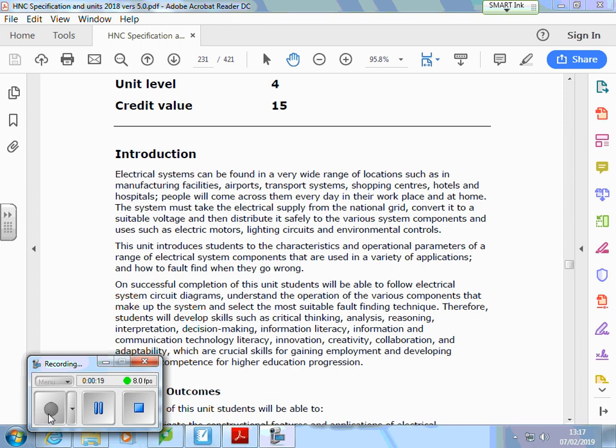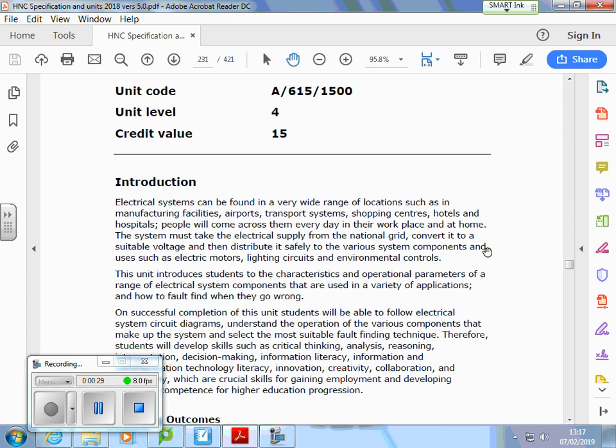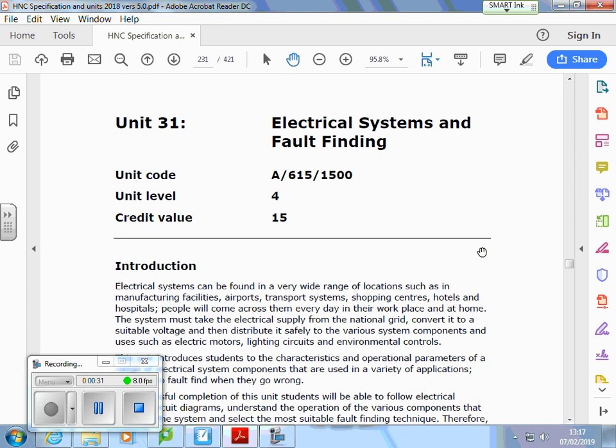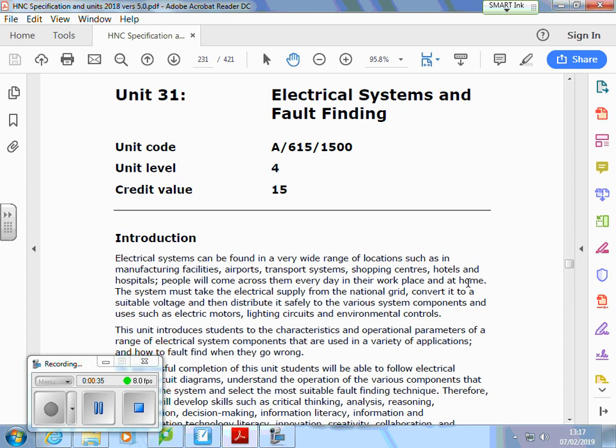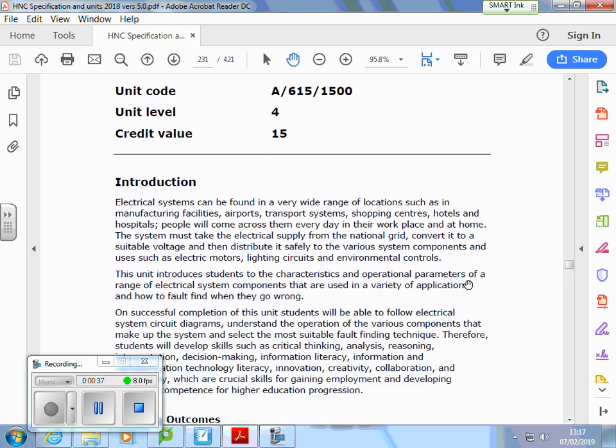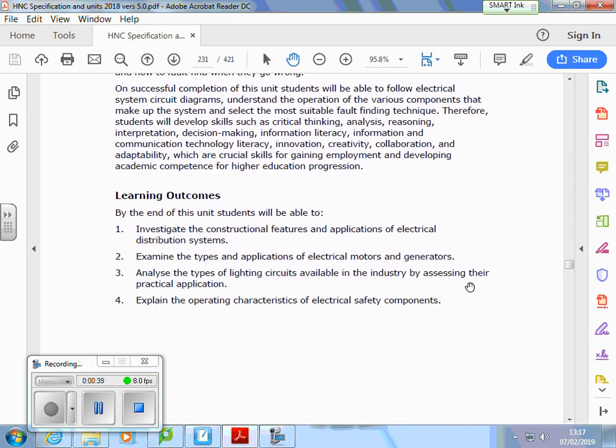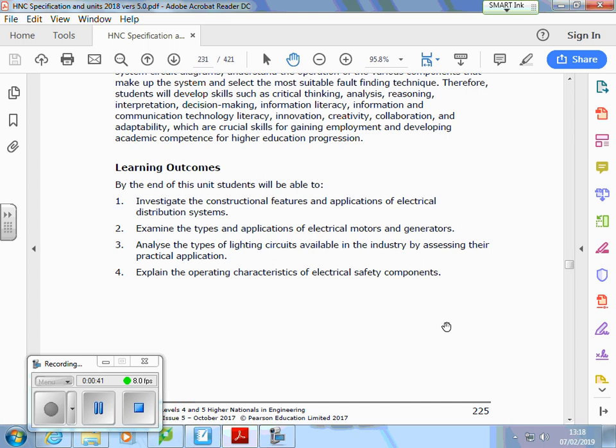Right. I thought we'd first have a look at the module description and just see what the learning outcomes are for this module. So the title is Electrical Systems and Fault Finding. Level 4 has a credit value of 15. Learning outcomes: investigate the constructional features and applications of electrical distribution systems, which is where we're going to start today.